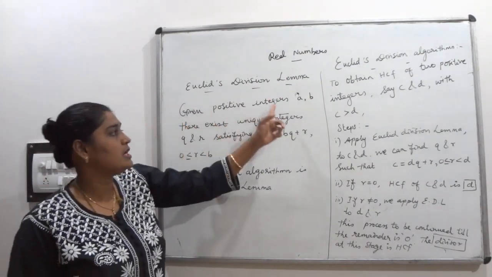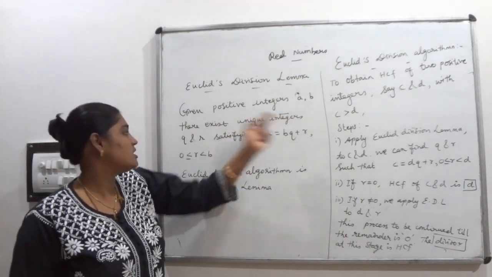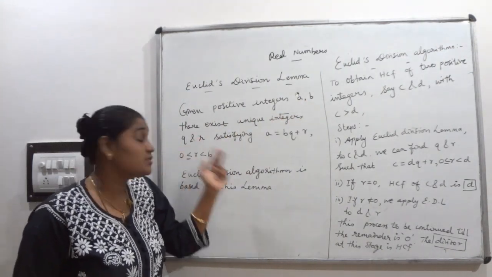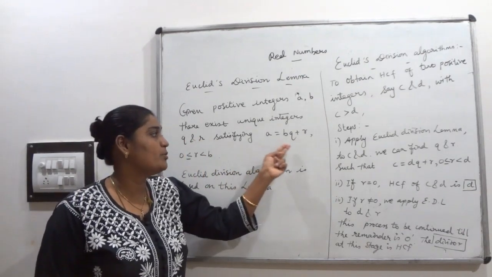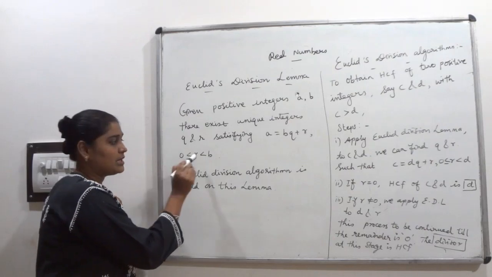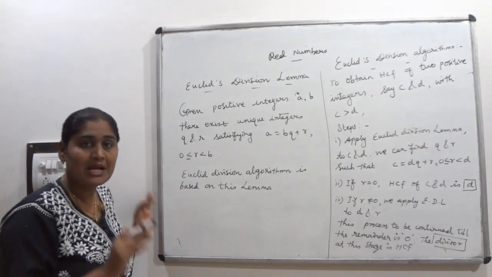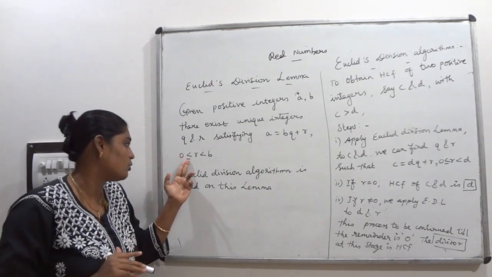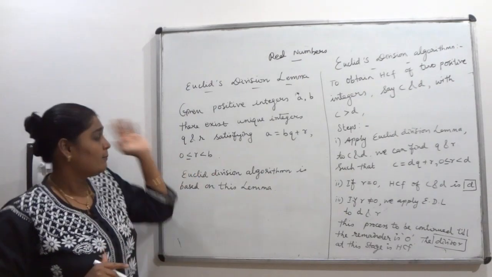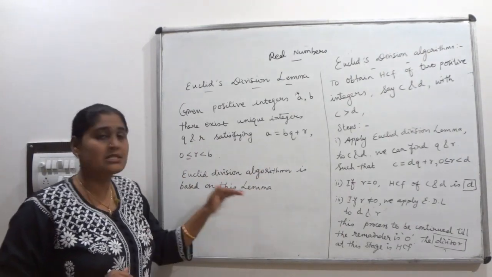Given positive integers a and b, there exist unique integers q and r, satisfying the condition a equal to bq plus r, where r is greater than or equal to 0 but lesser than b. You should remember this condition a is equal to bq plus r, where r is greater than or equal to 0 but lesser than b. So, Euclid division algorithm is mainly based on this lemma only.